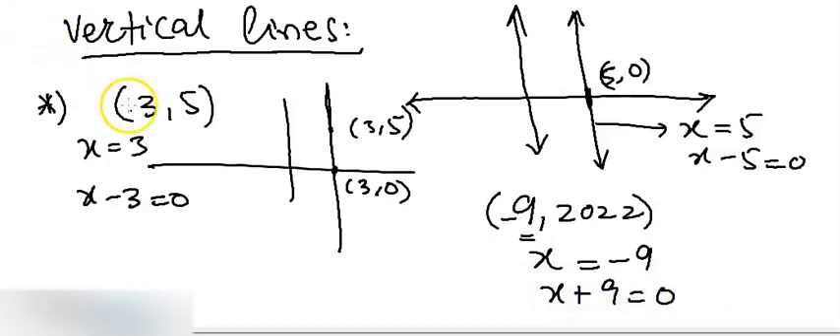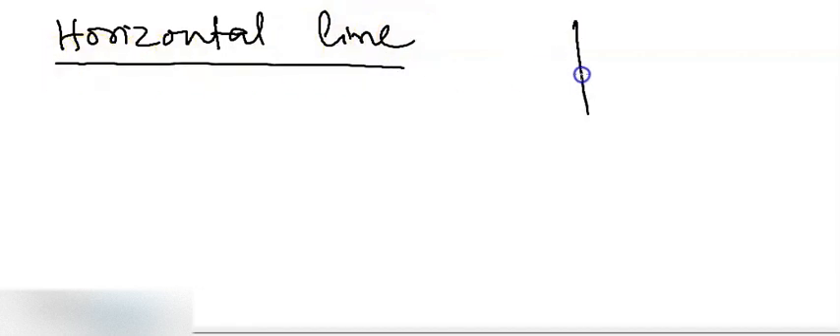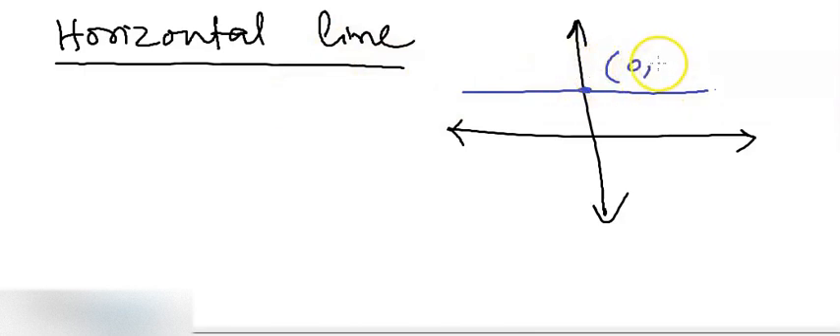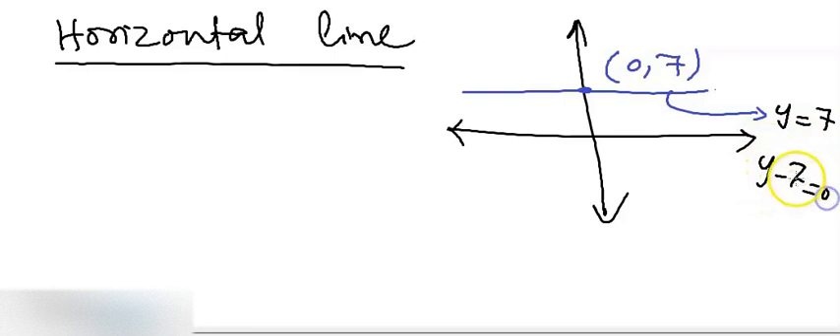On the same lines we have the concept of a horizontal line. For example, if there is a horizontal line passing through some point over here, let's say this point is 0 comma 7. So the equation of this line is going to be y equal to 7, or y minus 7 equal to 0. So if the line is horizontal, then y equals the y coordinate, and if the line is vertical, then x equals the x coordinate.